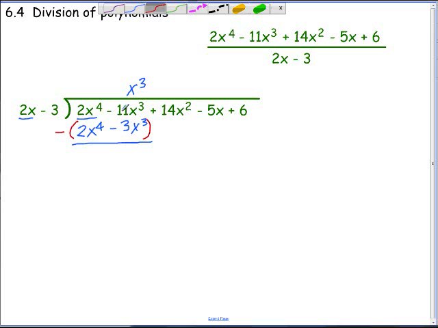positive 3x cubed and a negative 11x cubed will be a negative 8x cubed. We bring down the next term. And we look for what we could multiply 2x by to get a negative 8x cubed. Well, that would be a negative 4 to get the negative 8, and x squared to get the x cubed. When I multiply that, I get a negative 8x cubed, which is what I wanted, and a positive 12x squared.